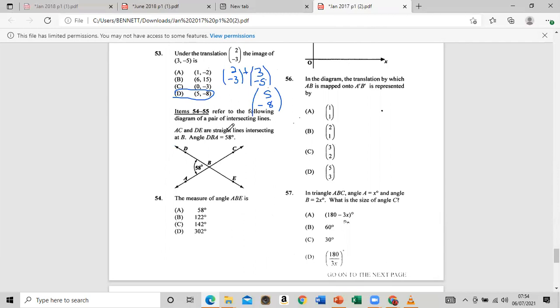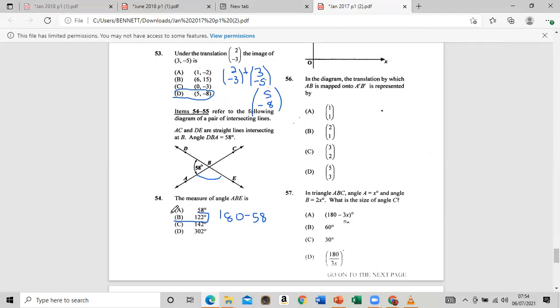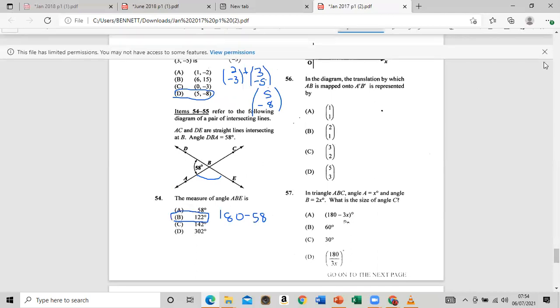All right, AC and DE are straight lines intersecting at B, angle DBA equals 58. The angle measure of ABE is, let me see, so it's this angle. This plus this must be 180, so it is 180 minus 58. So that gives you what? 122, and I have to check the other answers, none come close.